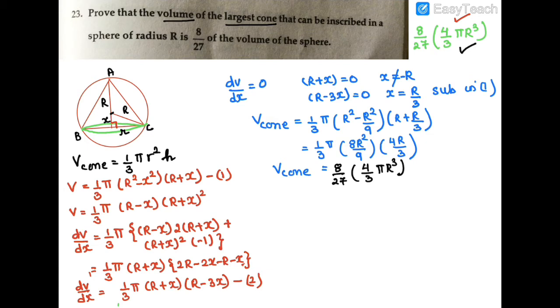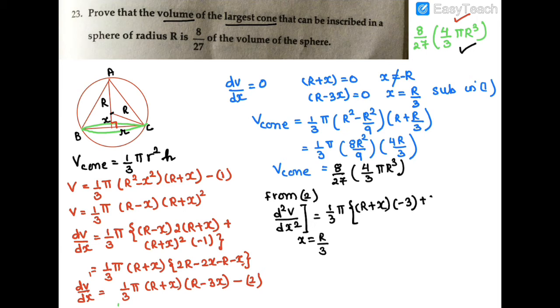Then finding out the double order derivative from 2, we have d square v by dx square at x is equal to R by 3 is equal to 1 by 3 pi, and you get first function, derivative of second, which is minus 3, plus second function and derivative of first, which is 1.